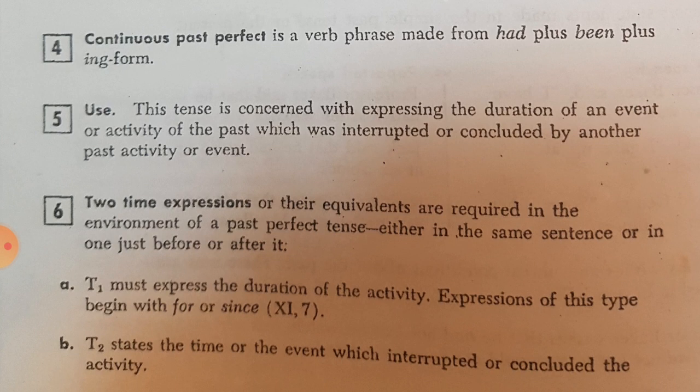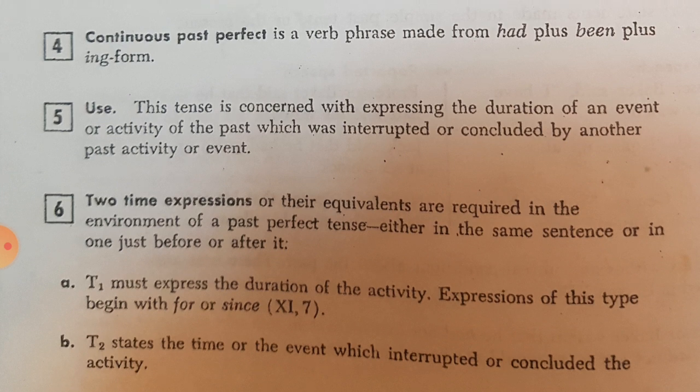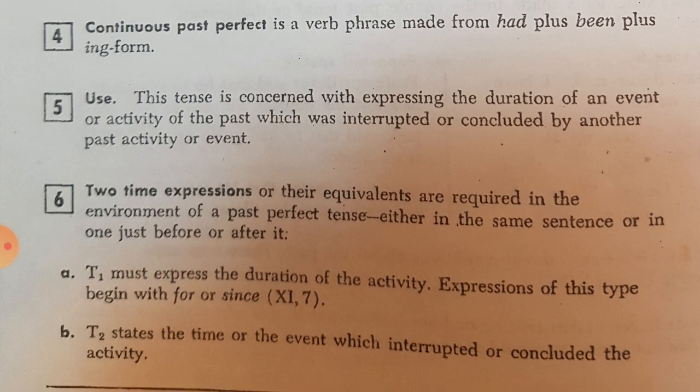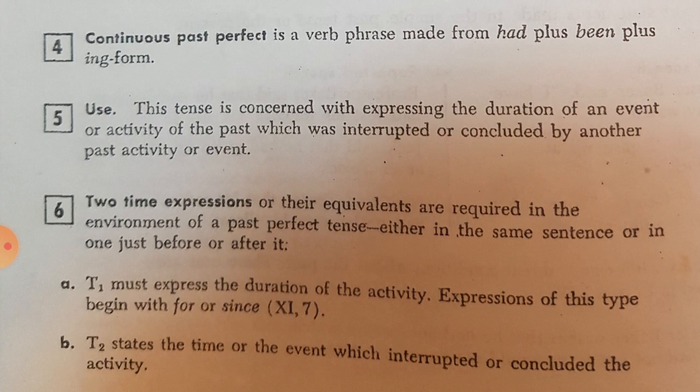Past perfect continuous is a phrase which consists of subject plus had plus been plus verb with ing form. So, had been, these are two obligatory auxiliary verbs.